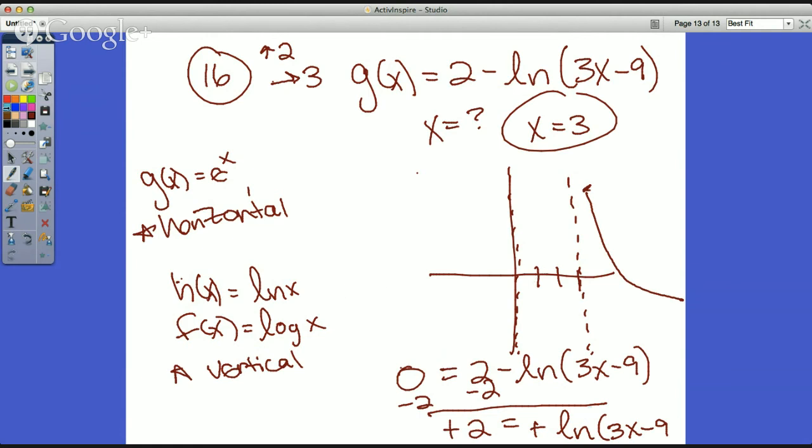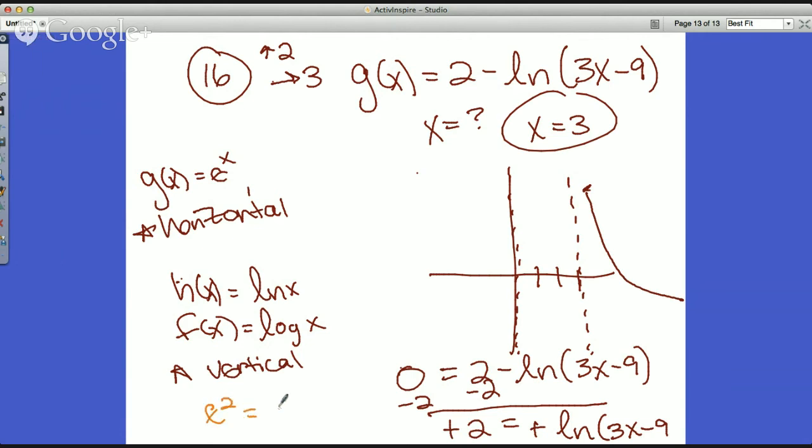So what I can do is I'll throw this down right here on this side. So e to the second power equals 3x minus 9. Because again, what we did was we took e to the second and e to the ln of 3x minus 9. Now, if we did e to the second, then how do we solve for x? E to the second plus 9 over 3. That's it. So e to the second plus 9, all divided by 3.